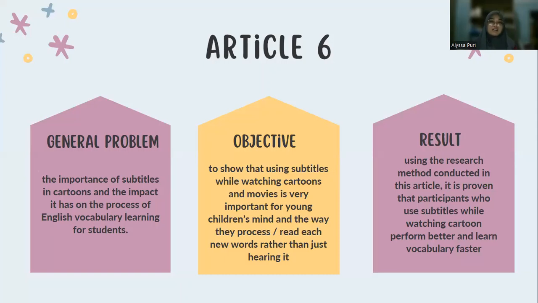The objective of Article 6 is to show that using subtitles while watching cartoons and movies is very important for young children's minds and the way they process and read each new word rather than just hearing it. Because if they can only understand it by hearing, without being able to read it or speak it, it will only cause passive bilingualism. It can be a negative impact on the children and their future.